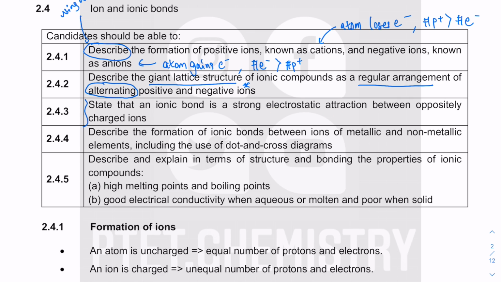This is the definition of an ionic bond. Electrostatic force of attraction, a strong one, between oppositely charged ions. Okay, the charge here is with the -ed because this is referring to oppositely charged ions.